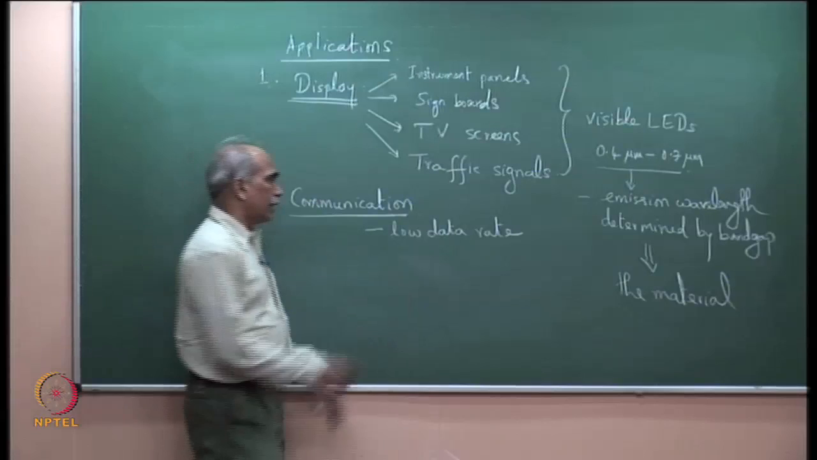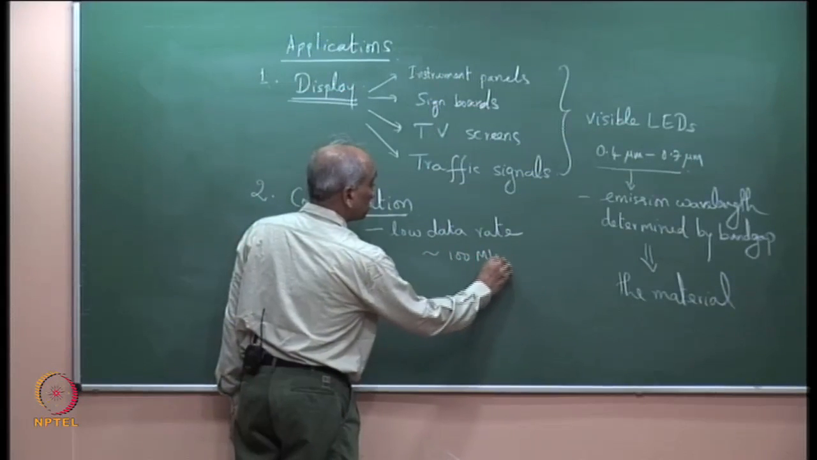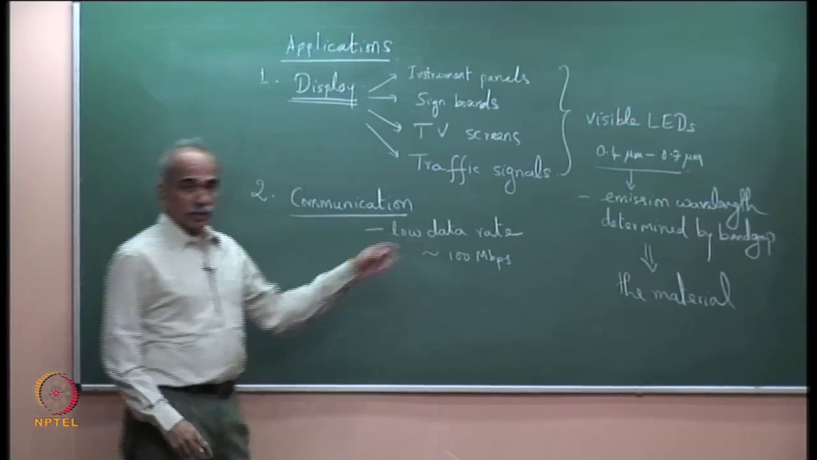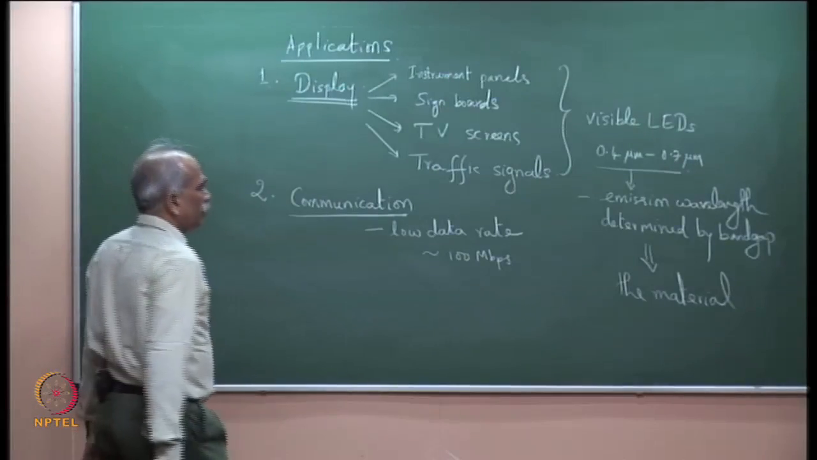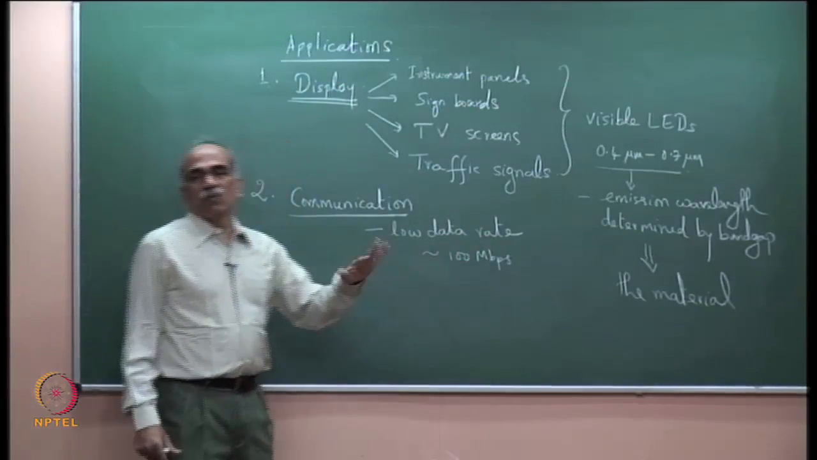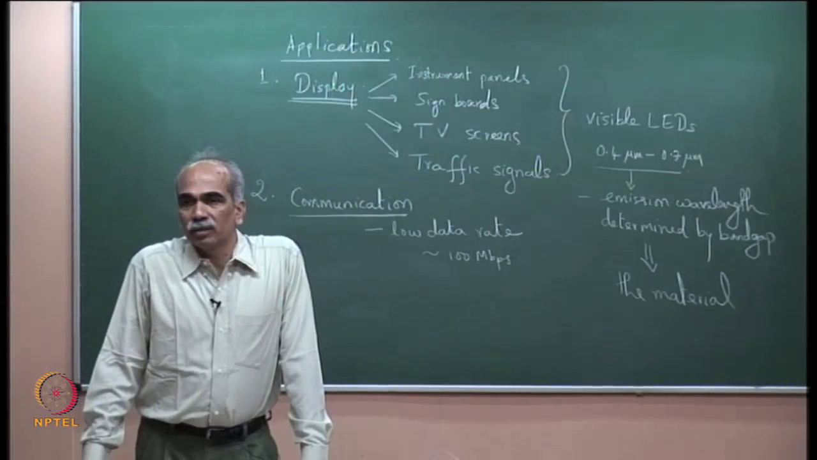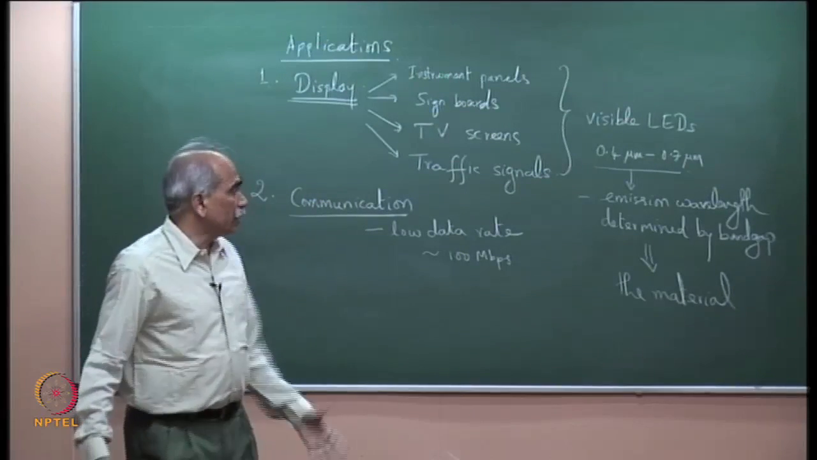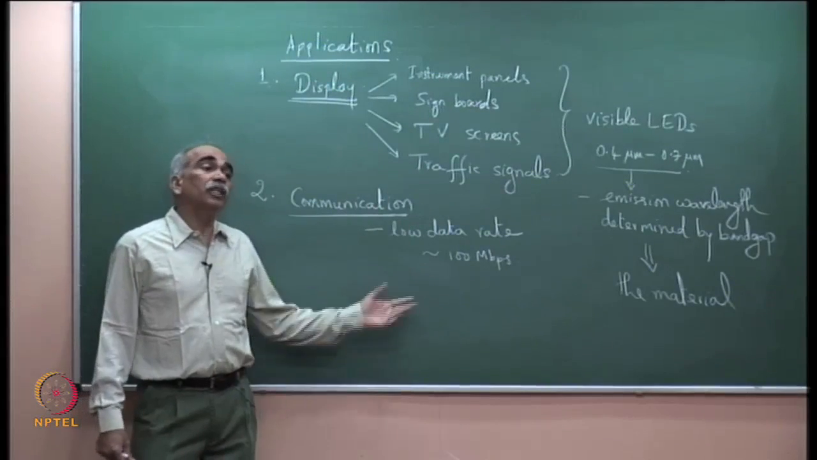So, low data rate means up to about 100 Mbps. It doesn't mean very low; you can go up to this 100 Mbps. But usually 1 Mbps, 10 Mbps, local area networks within the building, it's very easy to use LEDs with optical fibers, multimode optical fibers.